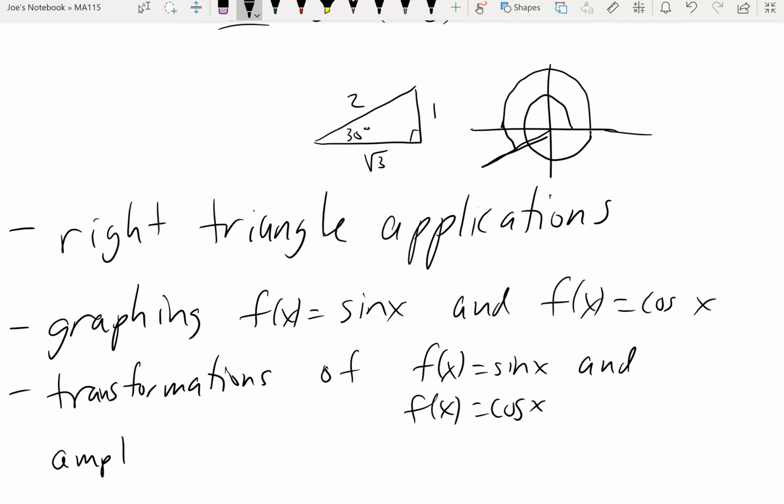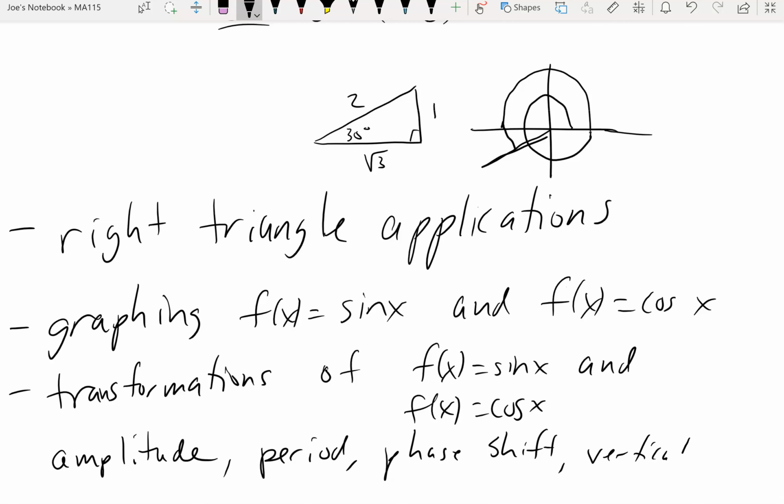So we did amplitude, period, phase shift, and vertical shift. And again, we did some of those in class. There are a couple of those on your review sheet as well. So make sure you can identify those and do the graphs of the transformed functions as well. Again, tangent, cotangent, secant, cosecant graphs will be on the next test. Just for graphing, just concentrate on sine and cosine for this test.